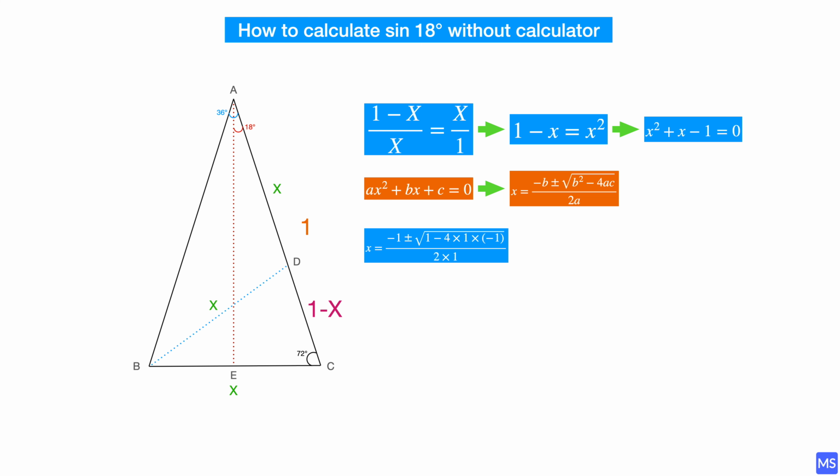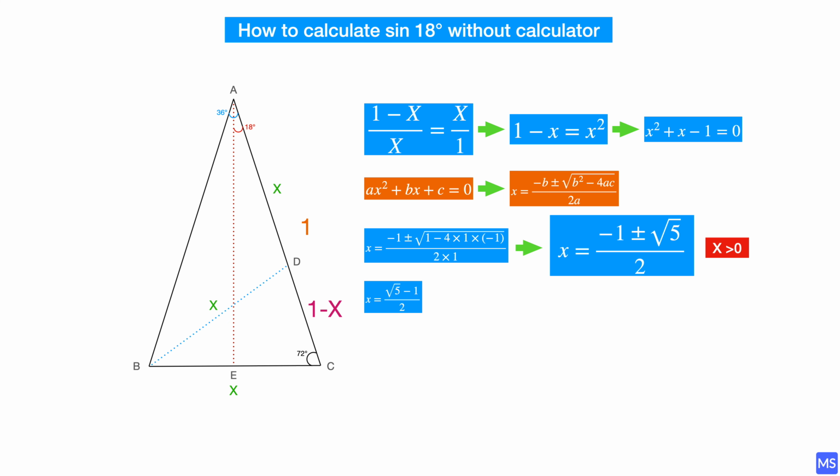x equals negative 1 plus or minus the square root of 1 minus 4 times 1 times negative 1, all over 2 times 1. x equals negative 1 plus or minus the square root of 5, all over 2. Since x is greater than 0, x equals the square root of 5 minus 1, all over 2.